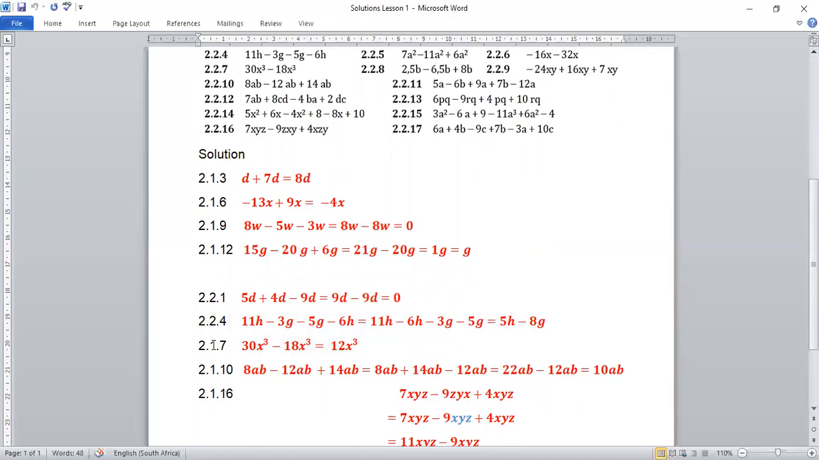Question 2.2.7. You were given 30x cubed subtract 18x cubed. Straightforward subtraction because your exponent is the same in both terms. So 30 minus 18 equals 12x cubed.